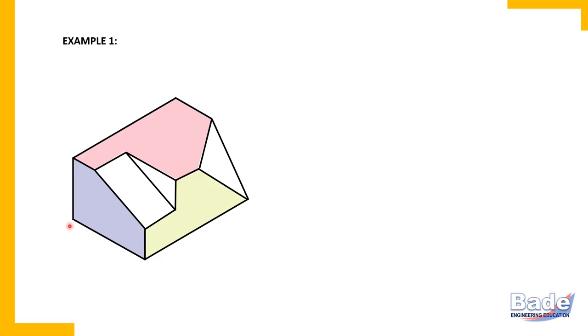A corner is formed by three edges. Corner of a solid body is formed by three edges. So at this corner there is a third edge and that is hidden. Similarly at this corner there is a third edge and that is hidden.